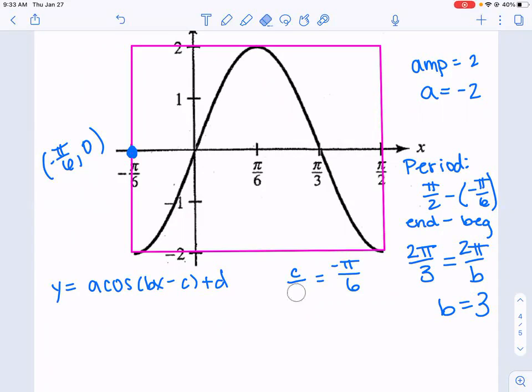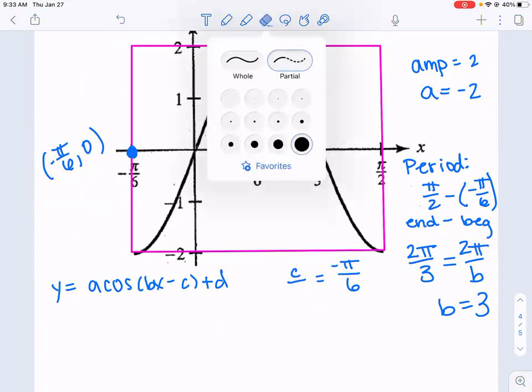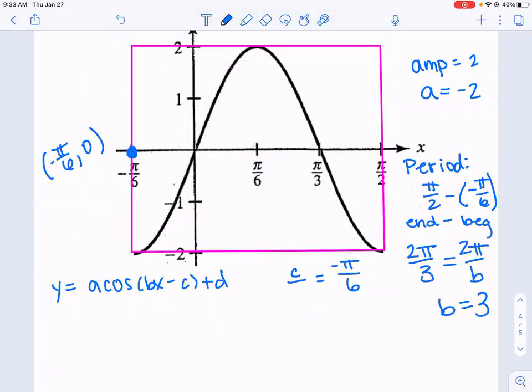So I am going to erase B and put in 3. So now we can cross multiply. Negative 3 times pi equals 6 times C. So C is negative 3 pi divided by 6, or negative pi over 2.